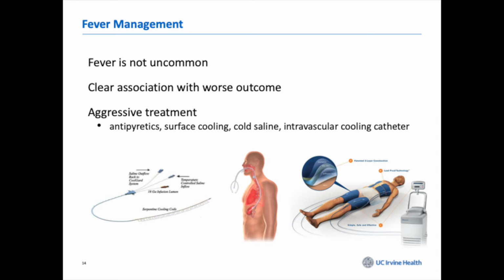So aggressive treatment is recommended, and this may just be typical antipyretics and surface cooling, or you may consider other cooling methods, cold saline, intravascular cooling, or some sort of other way to achieve core temperature reductions. And generally what we say is avoid hyperthermia. Anything over 38 tends to be bad for the brain, so we want to treat that very aggressively.